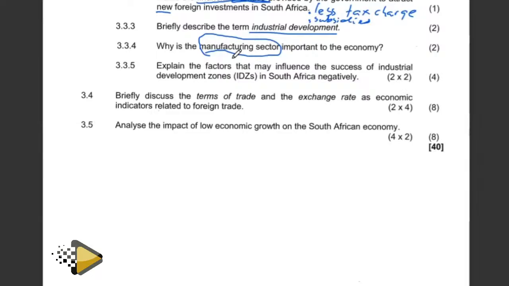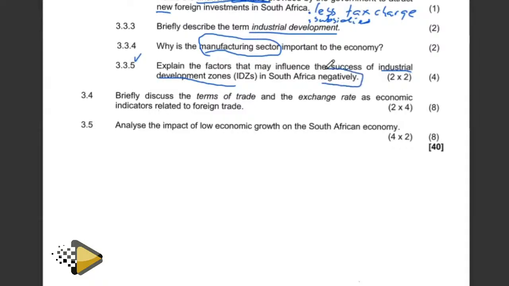Okay, right. So now let's move on to 3.3.5. So 3.3.5 reads as follows: Explain the vectors that may influence the success of the industrial development zones in South Africa negatively.